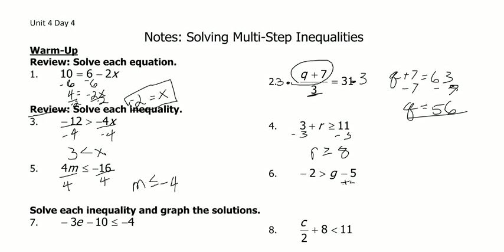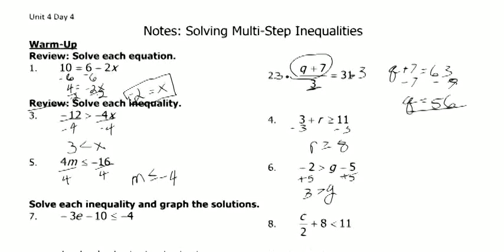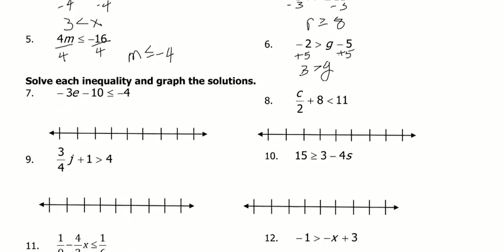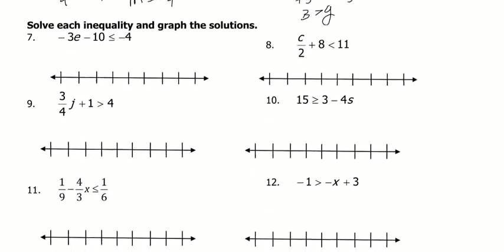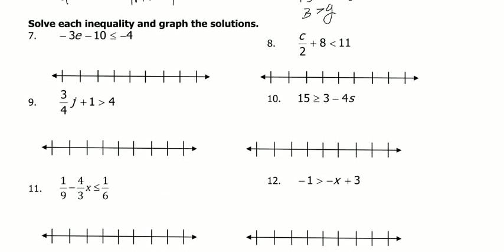Now we're going to go ahead and add 5 to both sides of this. And that's going to leave us with 3 being greater than g. Alright? And that covers our quick little recap of how to solve this stuff. Now, when we get down here, solve each inequality and graph the solutions. You have to remember, we're going to solve these pretty much just like our old equations.